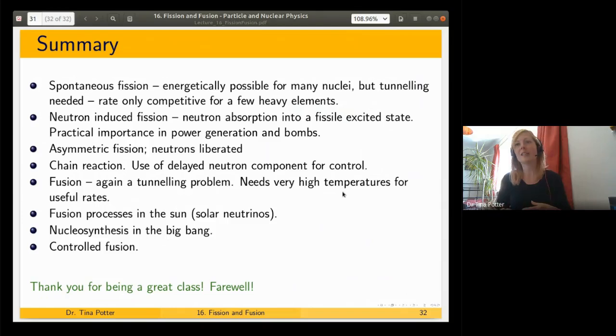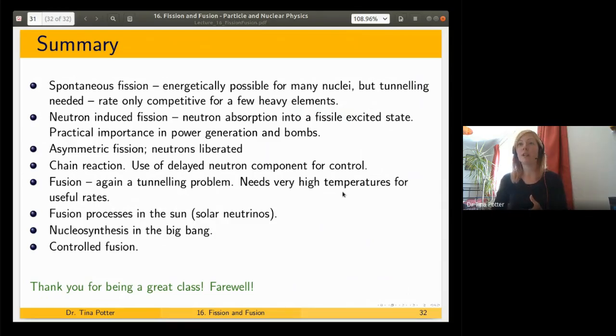And this led us to probe the fusion processes in the sun using solar neutrinos. And then we saw that deficit in the solar neutrinos, and it led us to understand neutrino oscillations. And nuclear fusion is also very important for nucleosynthesis, i.e. how our light nuclei were made in the very early universe. It's a very sensitive test of the Big Bang.